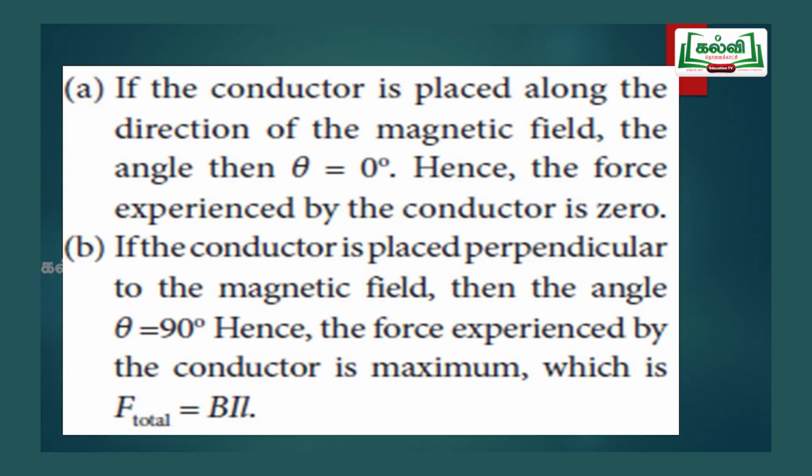Then if the conductor is placed along the direction of the magnetic field, that is parallel, then what will be the angle? The angle will be theta equal to 0. Now if you substitute in that formula, theta is equal to 0, then sin theta will be 0. Then what will you get? The force experienced by the conductor is 0. So this is the condition when the conductor is placed along the direction of the magnetic field.